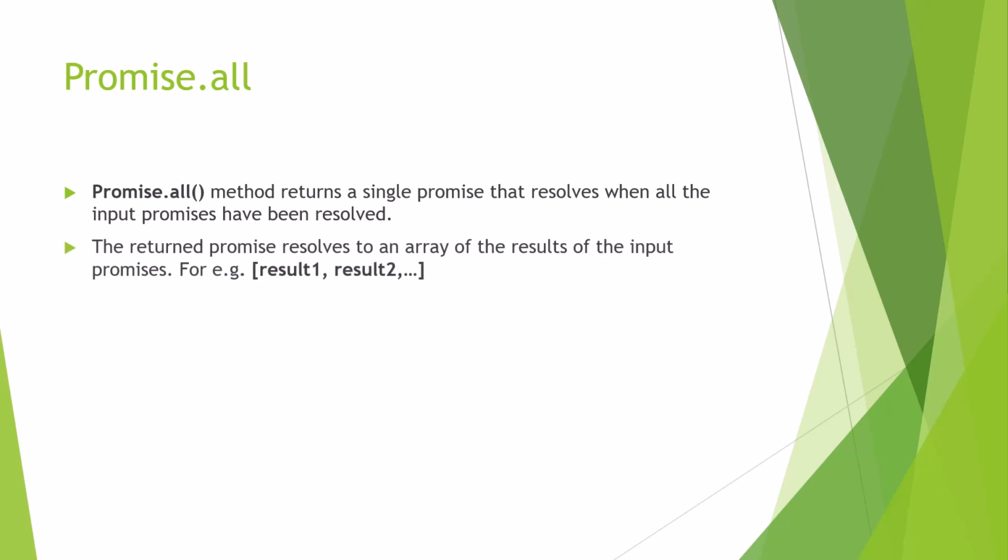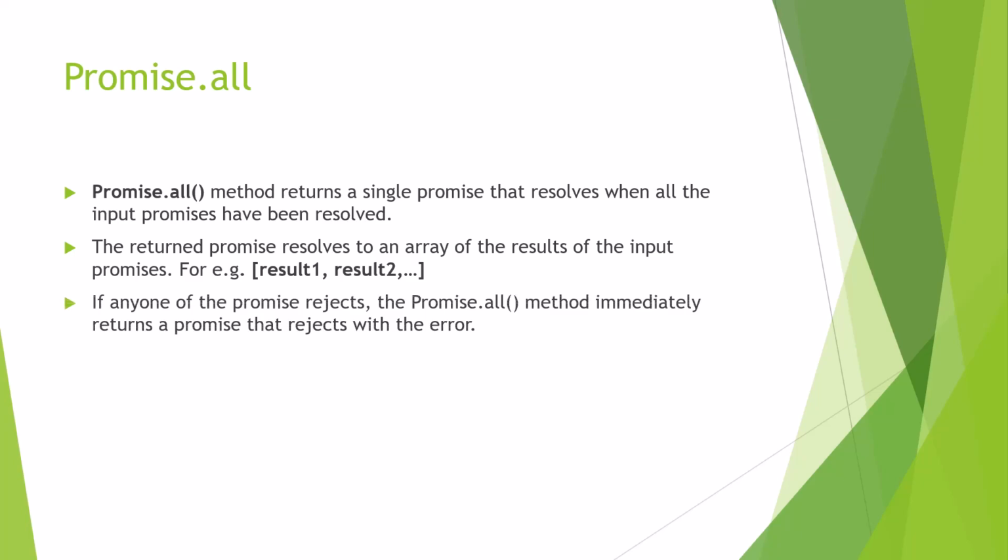And the second thing is the returned promise. So let's say you are making 2 calls to 2 external APIs. When all the promises have been resolved, then Promise.all resolves, and it gives you the results in the form of an array, which is result 1 for API call 1 and result 2 for API call 2. So that's how we could access that. We'll actually see it in the practical also.